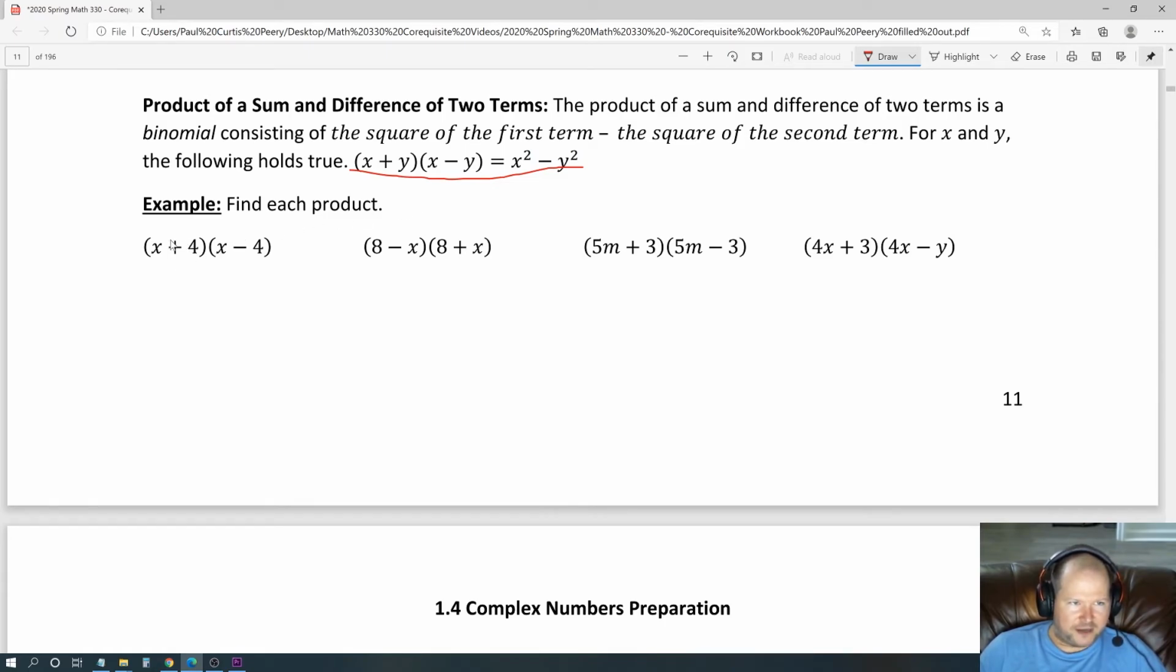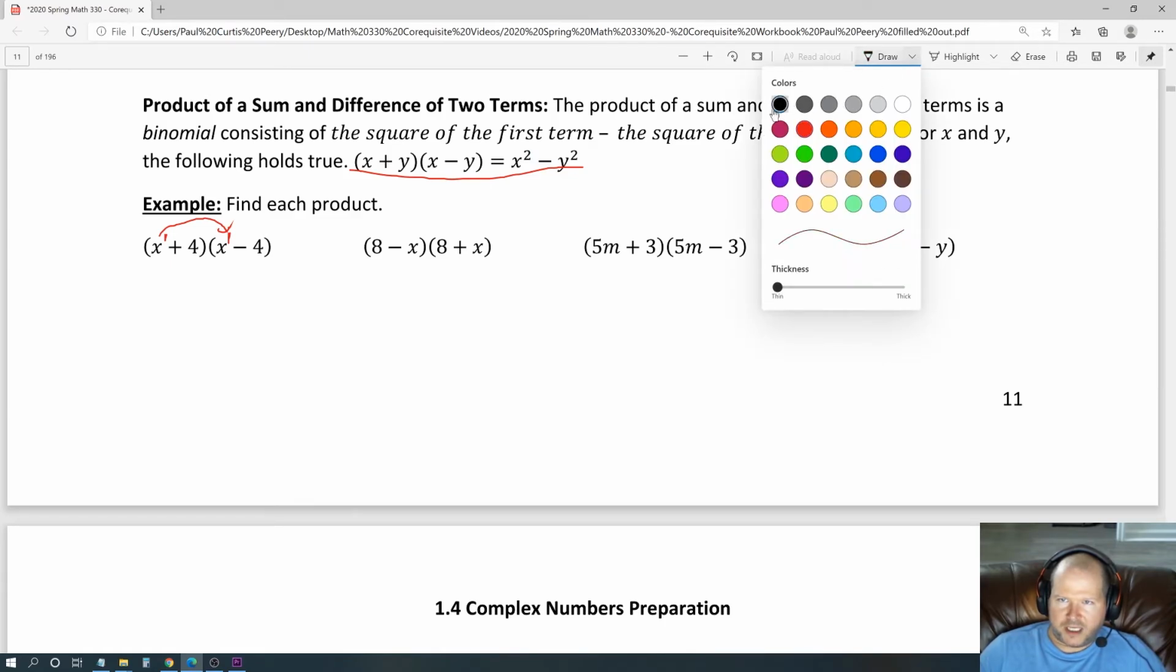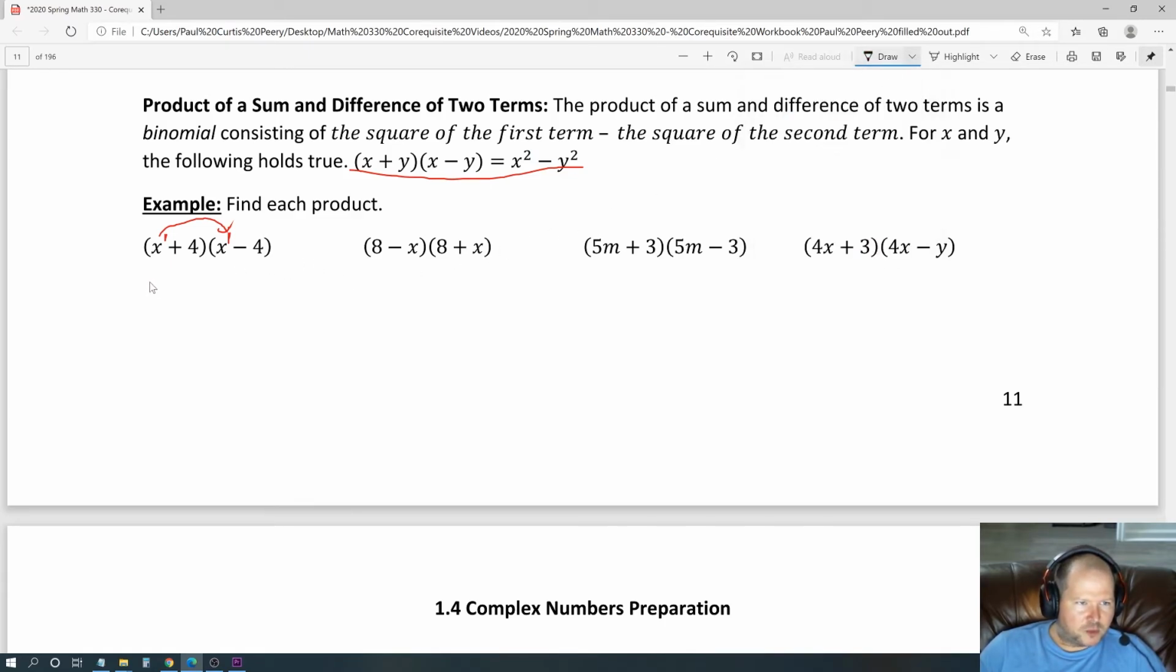So first I'm going to do it without the pattern, and I'll show you why the pattern works, right? So for instance, we would say x times x to the first power times x to the first power, and 1 plus 1 is 2, so we end up with an x squared, right? Then x times negative 4 is negative 4x. x times positive 4 is positive 4x. And then positive 4 times negative 4 gives you a negative 16. Now, notice that negative 4x and 4x cancel each other out. And since they cancel each other out, we're left with x squared minus 16.